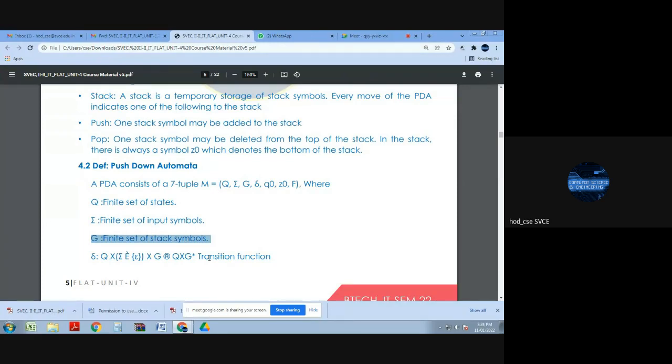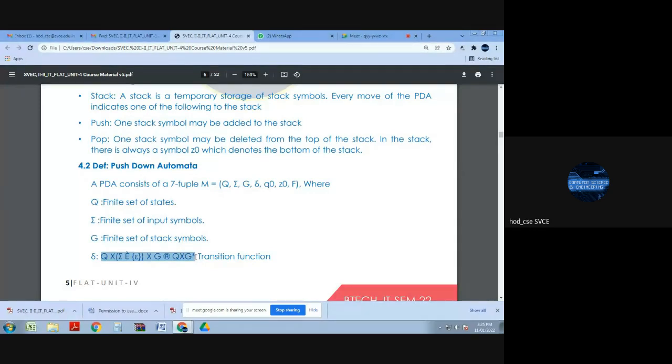So now transition function. In transition function, finite automatas will have only 3 tuples. Q into sigma tends to Q. Q represents present state, sigma represents present input. So for present state, if you give some input, what will be the next state? Will be given by the finite automata. So there we have only 3 tuples. Q into sigma tends to Q.